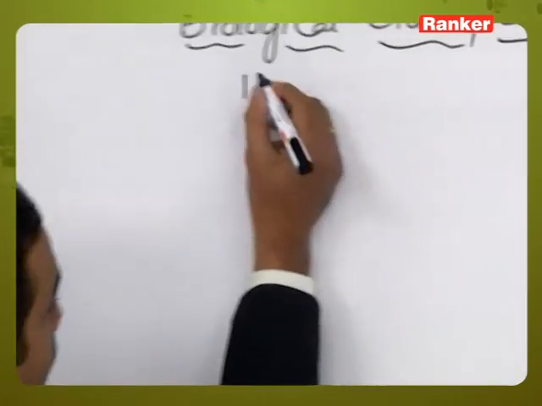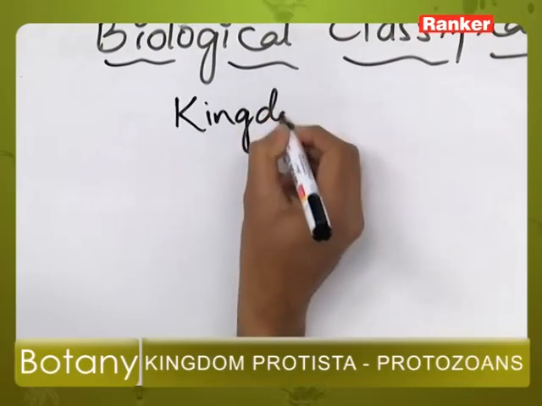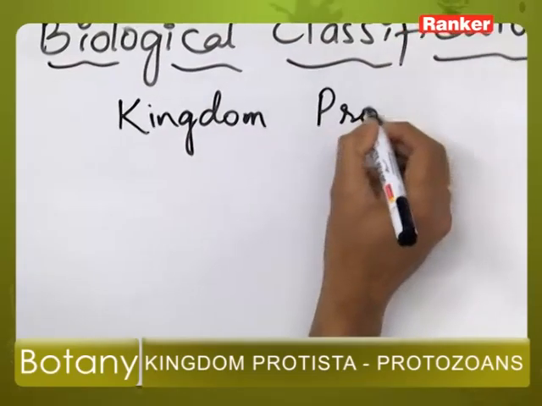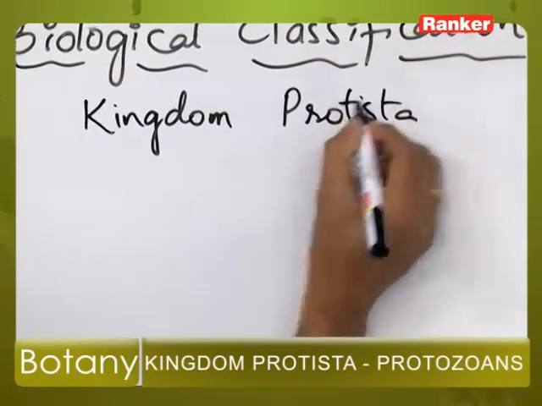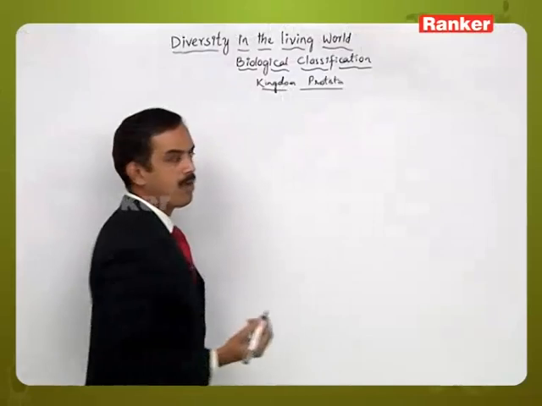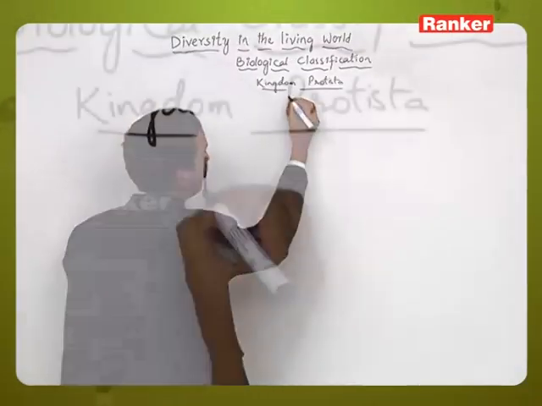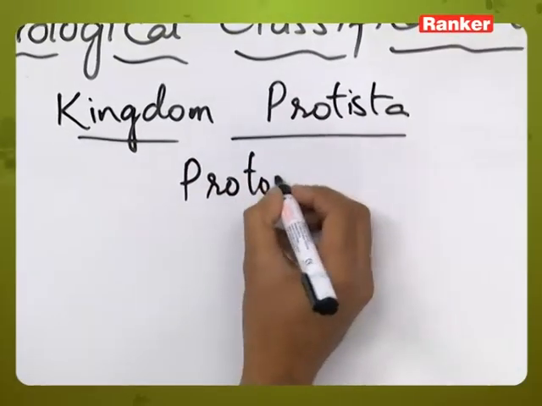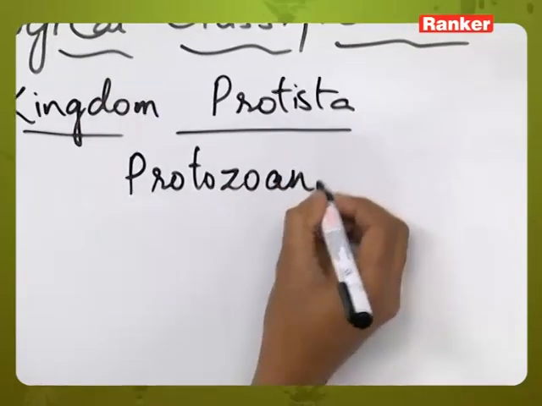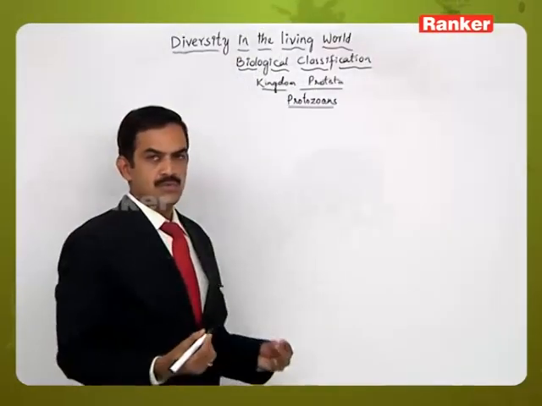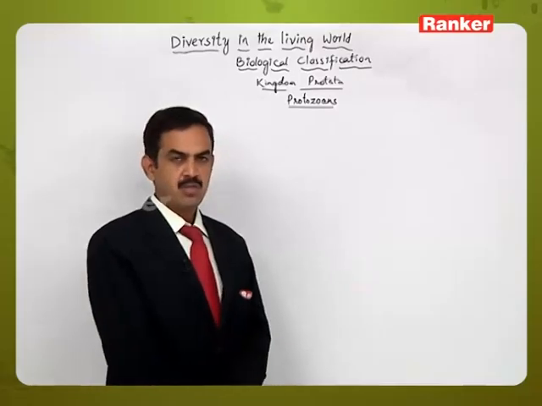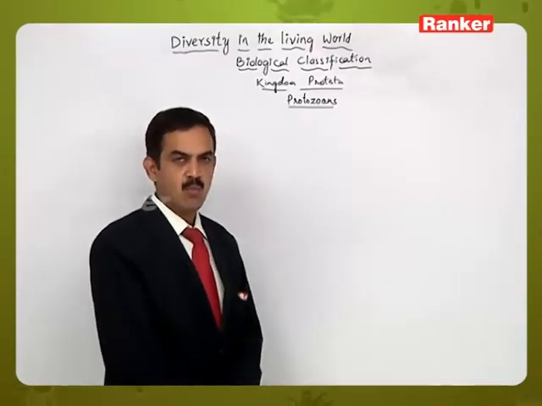Kingdom Protista. The next group of organisms are the protozoans. So protozoans are the ones which do not have a cell wall around them.